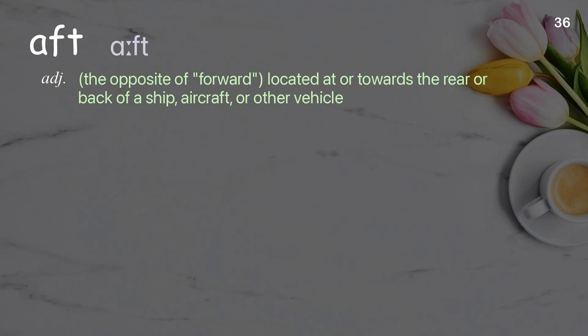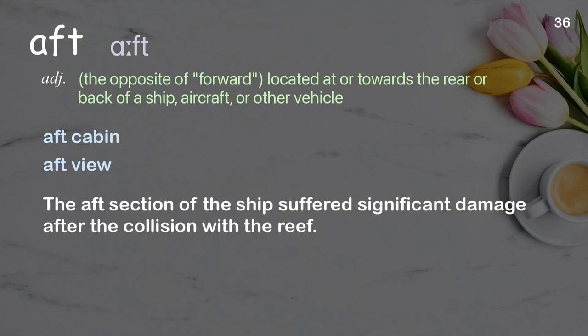Aft. The opposite of forward, located at or towards the rear or back of a ship, aircraft, or other vehicle. Examples. Aft cabin. Aft view. The aft section of the ship suffered significant damage after the collision with the reef.